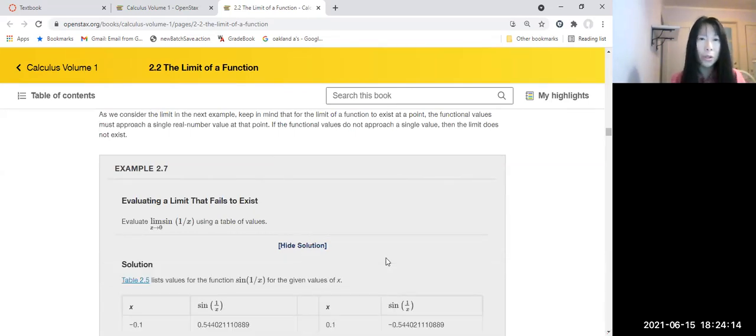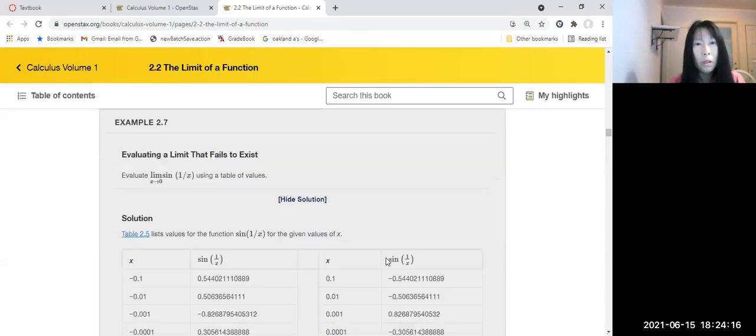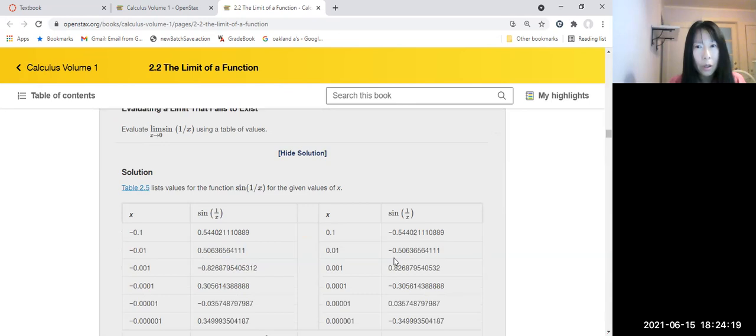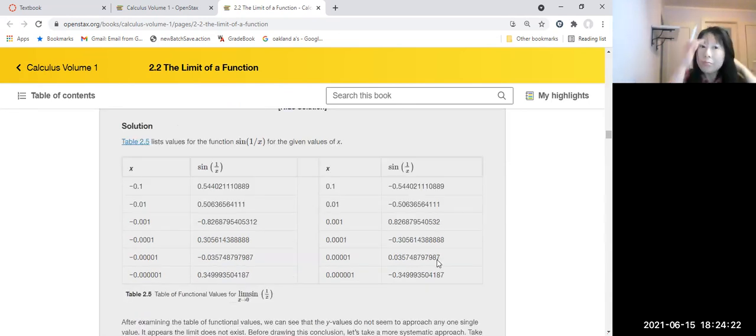So x approaches 0, then the limit of sine of 1 over x. Take a look at this one. What can you say about that? Does it not exist? Good, it does not exist, okay?